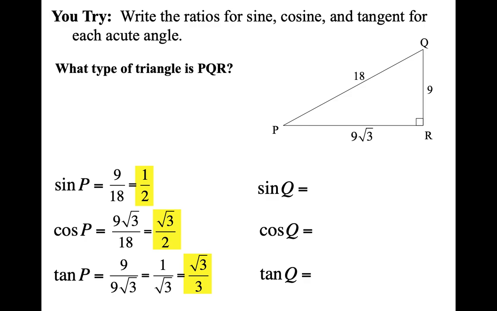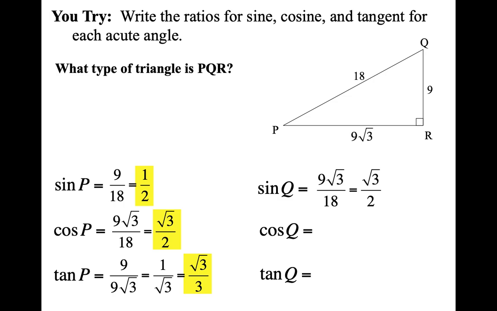Next, we're going to look at angle Q. So this is the 60-degree angle in this 30, 60, 90 special right triangle. And so we have opposite is the side of the leg, 9 square root of 3. The hypotenuse is 18.